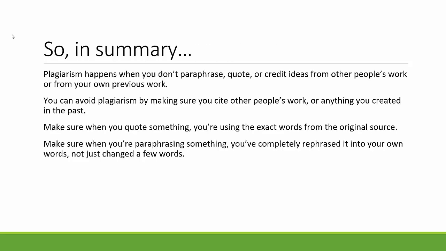So, in summary, plagiarism happens when you don't paraphrase, quote, or credit ideas from other people's work or from your own previous work. You can avoid plagiarism by making sure you cite other people's work or anything you created in the past. Make sure when you quote something, you're using the exact words from the original source. Make sure when you're paraphrasing something, you've completely rephrased it into your own words, not just changed a few words.